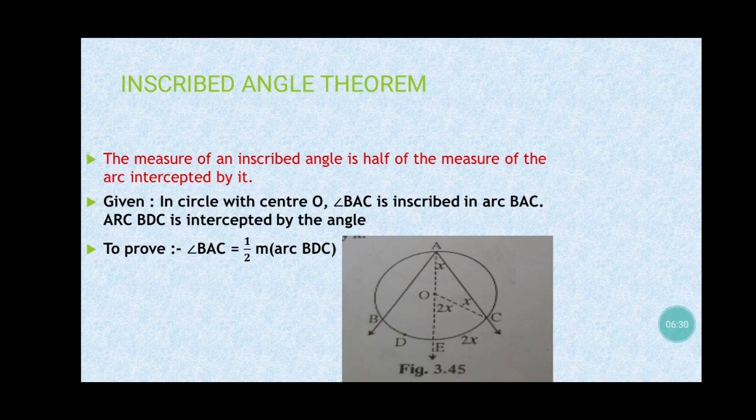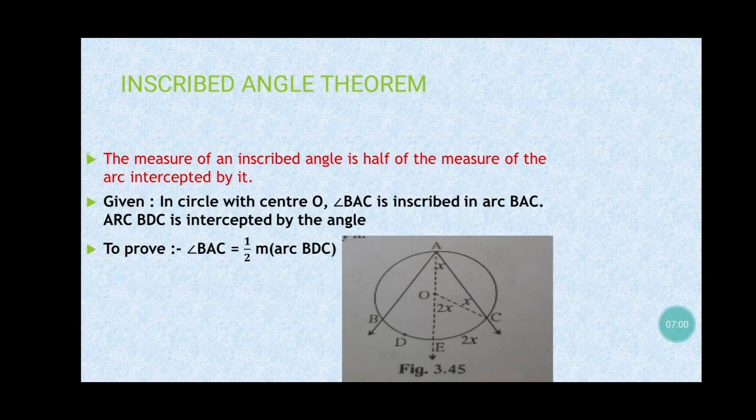Okay. Now here we have to do certain construction. We have to draw radius OC. After drawing radius OC, we get a triangle over there. That triangle is triangle AOC. Now OC is equal to OA, radii of the same circle. Fine. So the base angles of this particular triangle will be equal.